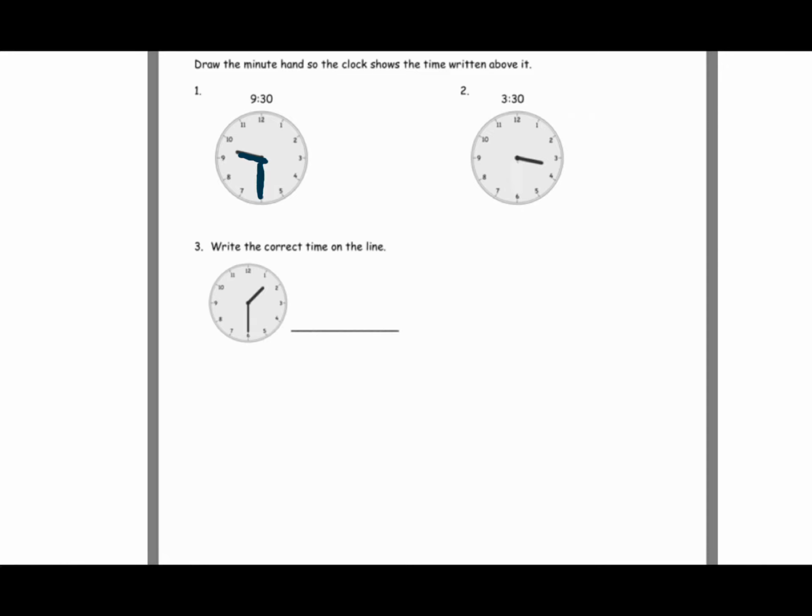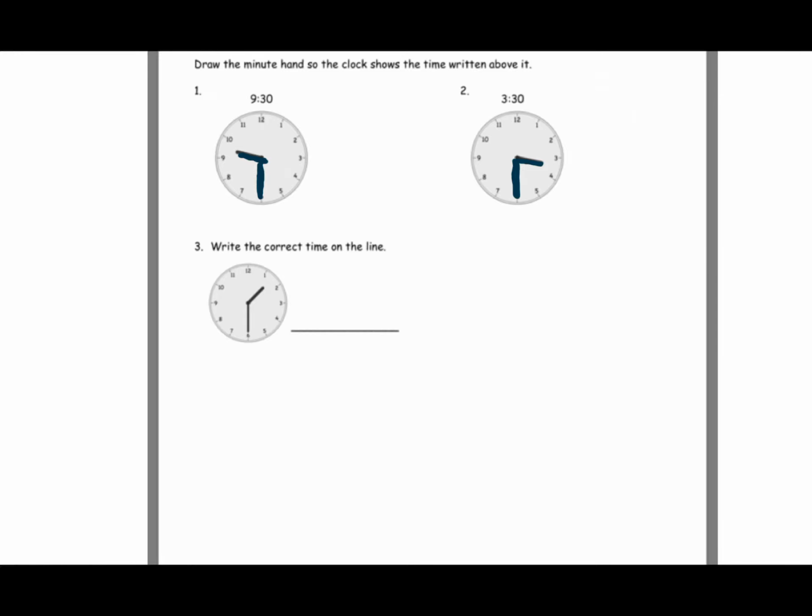Number 2 shows 3:30. I see my hour hand. It's past the 3, but not at the 4 yet. So I need to put down my 30, 3:30. The 30 is down at the bottom, 3:30. And now, number 3, it says write the correct time on the line. Look at the clock, boys and girls. I'll give you about a minute to write the correct time on the line. Pause your tape, and then when you're ready, you can start it up again.